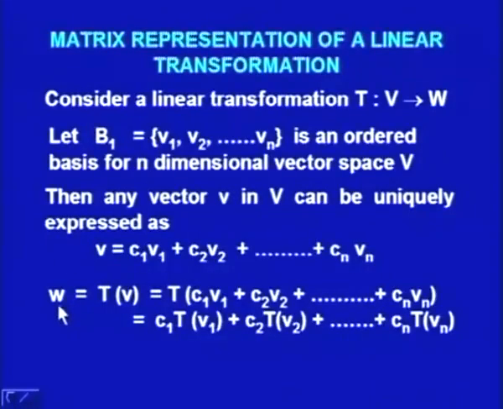Now, let us say W is equal to T of V, that is, this is equal to T of (C1 V1 plus C2 V2 plus ... plus Cn Vn). So T being a linear transformation, one can write this as C1 times T of V1 plus C2 times T of V2 plus ... plus Cn times T of Vn. So this transformation T of V is expressed in terms of images of the base vectors V1, V2 and Vn. So this vector W is represented as a linear combination of T V1, T V2 and T of Vn.